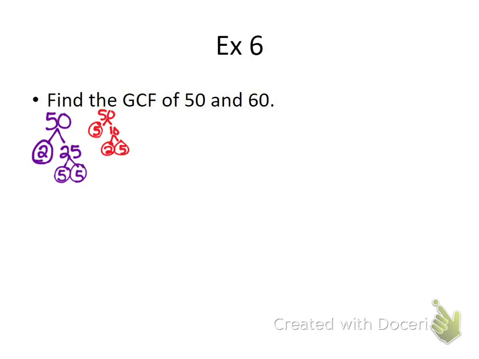Okay, let's take a look. So now we're doing 60. What 2 numbers can I multiply together to get 60? 30 and 2. That would work. I like to put my smaller numbers first. So 2 and 30.